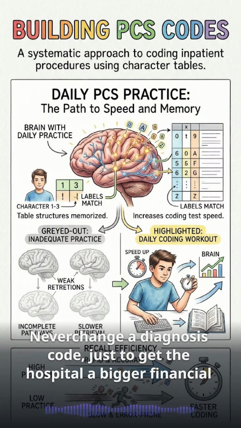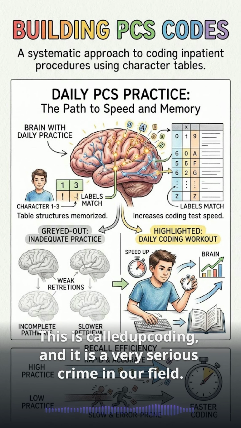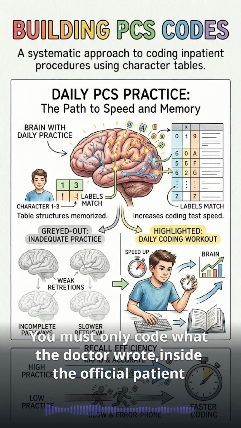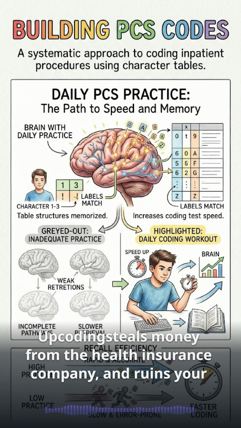Never change a diagnosis code just to get the hospital a bigger financial payment. This is called upcoding, and it is a very serious crime in our field. You must only code what the doctor wrote inside the official patient medical record. If the doctor wrote a simple cold, you cannot code a severe pneumonia infection. Upcoding steals money from the health insurance company and ruins your professional coding career.